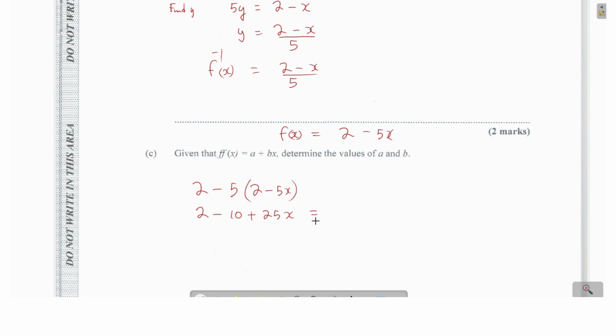That should be identical to what was given here, which is a plus bx. So what we have then is minus 8 plus 25x, identical to a plus bx. So it means that, by comparing the coefficients, a here equals minus 8 and b equals 25.